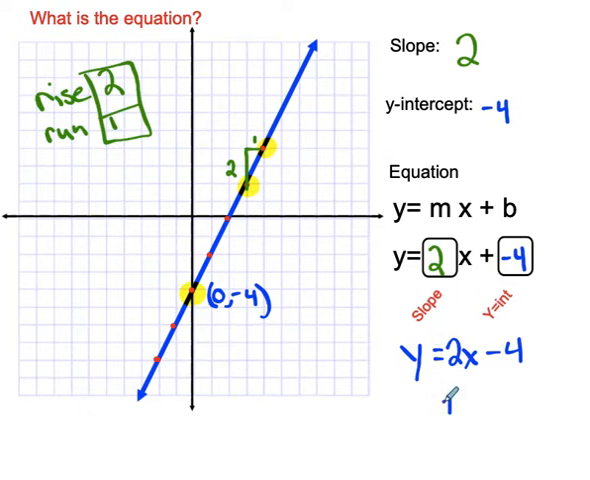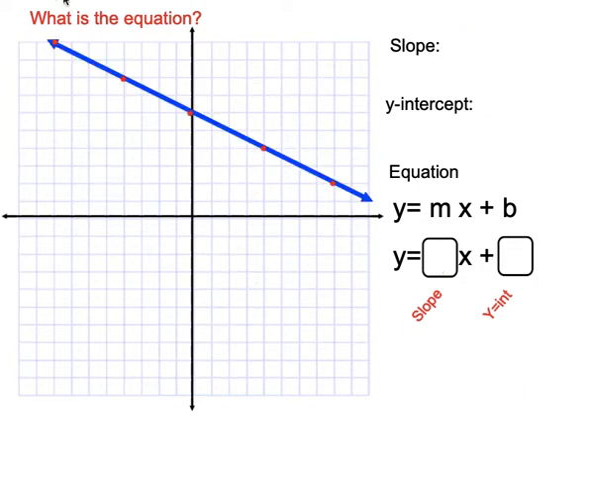Either way works out, and it tells you exactly what's going on in this equation. It tells me it's rising 2 and running 1 by the slope, and it tells me it crosses that y-axis at a y-intercept of -4. Let's look at a couple more. Now you can pause the video, try it on your own. Now that you're back, let's look at it.